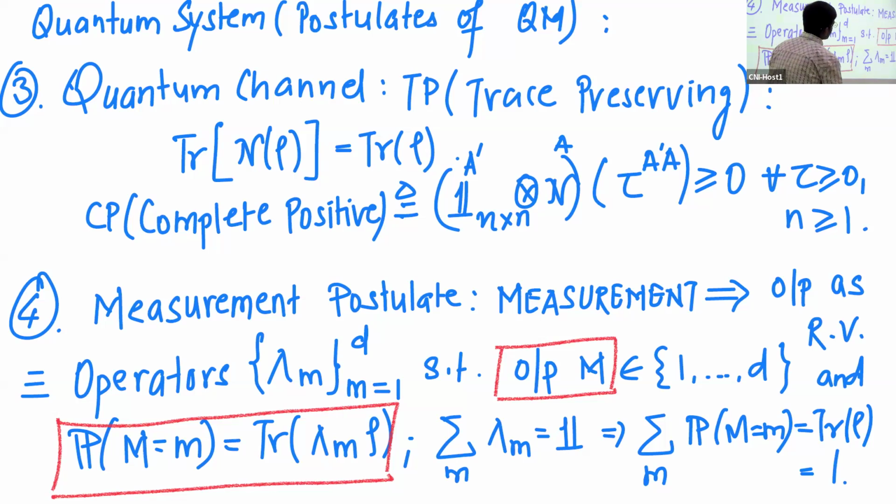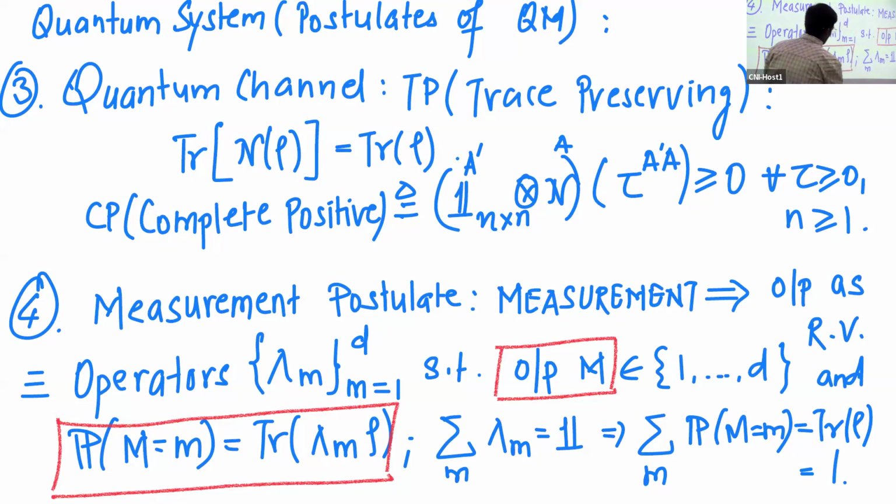And the final postulate, we won't be needing this, but I'm just saying this for completeness: if I want to extract classical data which is there in the quantum state, then I need to perform a so-called measurement, where a measurement mathematically is just represented by a set of positive semi-definite operators, lambda m, ranging from, let's say, 1 to d, with the property that each and every one of these operators lambda sub m is positive semi-definite. And when I sum over all the m of these operators, this will essentially be identity. So if I sum over all m, these operators sum up to identity.